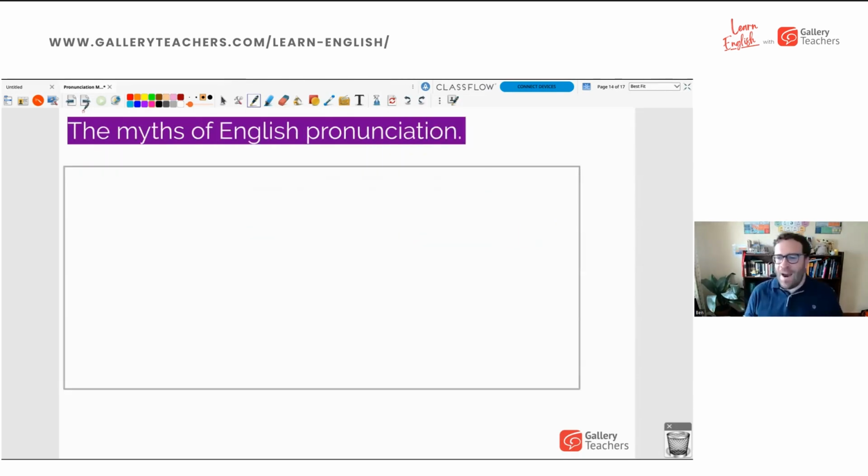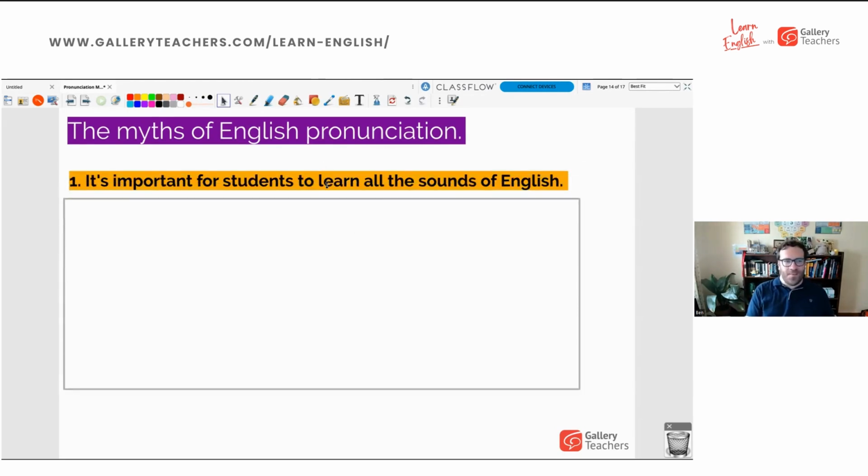Okay, now let's look at some myths of English pronunciation. We're coming to the end of our session, and I want you to think about some things that students often believe about pronunciation. I'm going to show you some sentences. Decide if the sentence is true or false. Here's the first one.